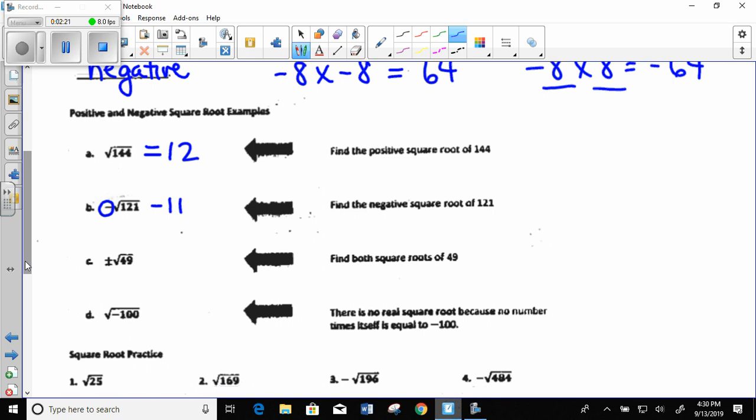C just means that the square root of 49 could either be positive or negative. Yes, it could. Look at the signs on the outside. So your answer would be positive or negative 7.